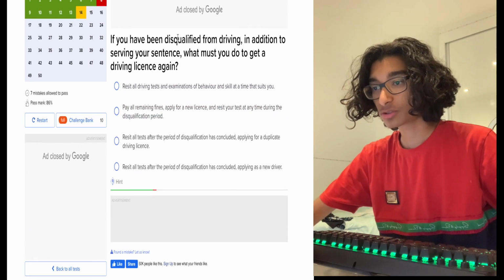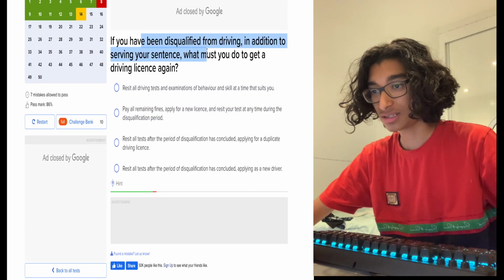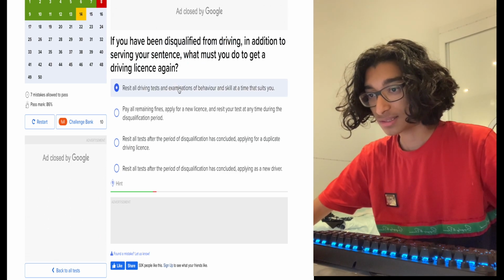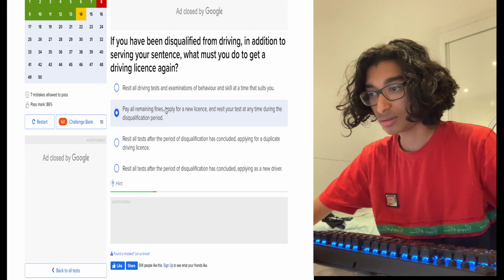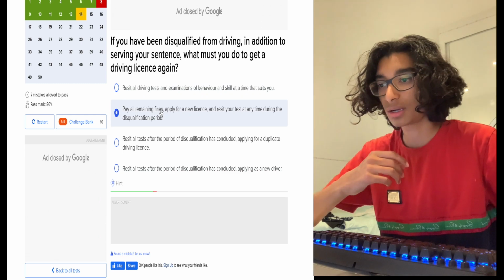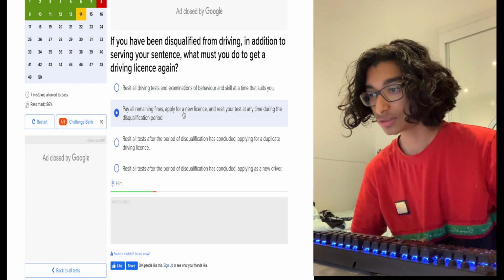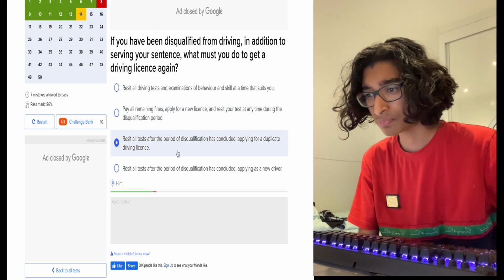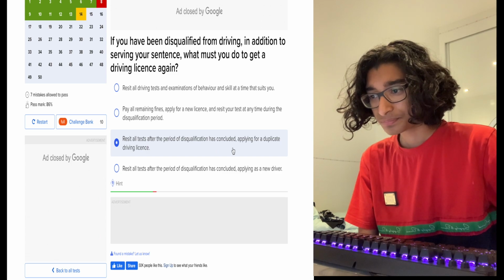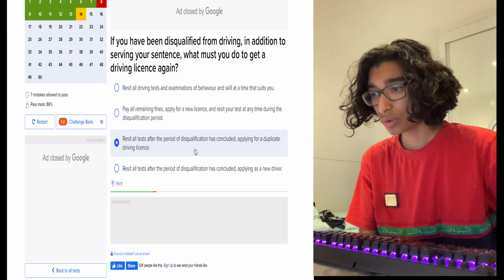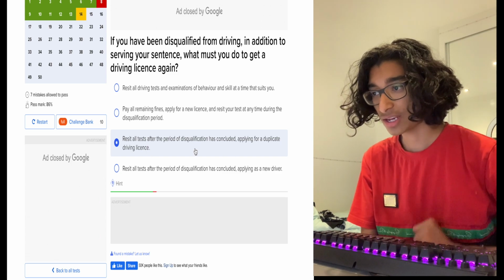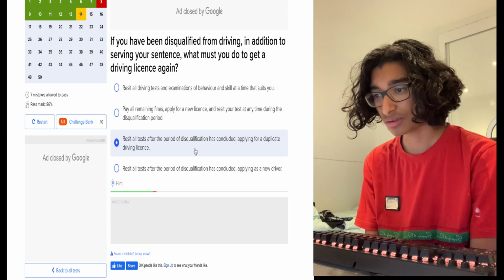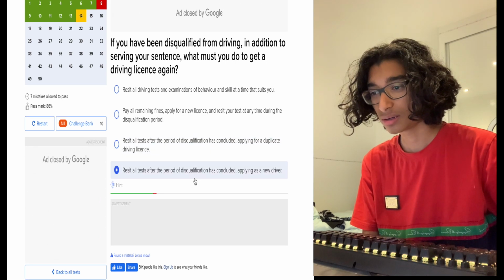Next, if you have been disqualified from driving in addition to serving your sentence, what must you do to get a driving license? Resit all driving tests and examination of behaviour. Pay all remaining fines. Apply for a new license during the... No, it's not during the disqualification period. I don't think that's allowed. Resit all tests after the period of disqualification has concluded. Applying for a duplicate driving license. I don't know. I think it's the fourth one.